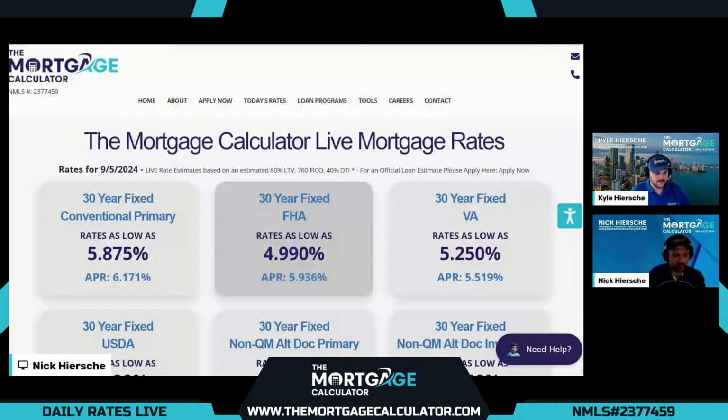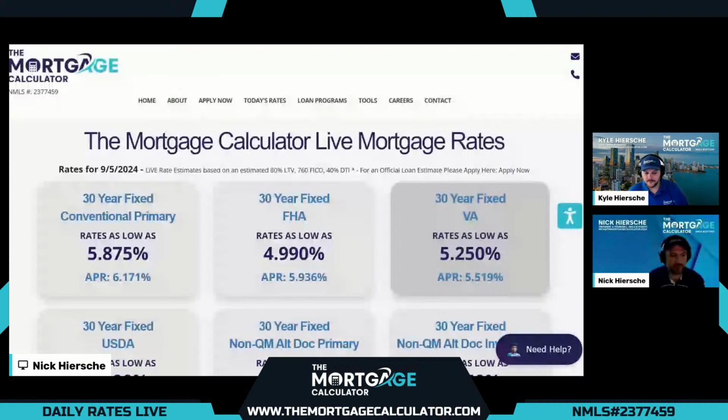And our 30-year fixed VA, if the customer is eligible, these programs, amazing. Rate is 5, standard funding fee here. Definitely compare these programs. You'll notice best option.